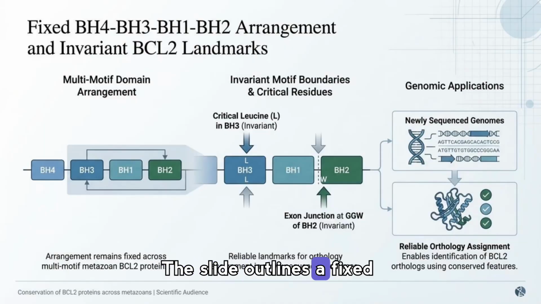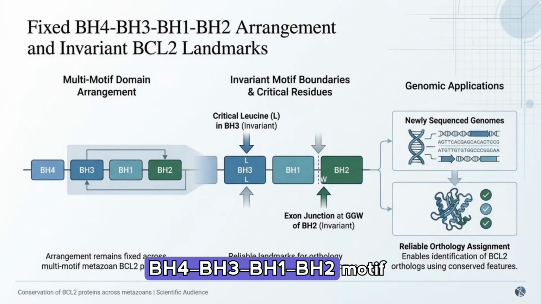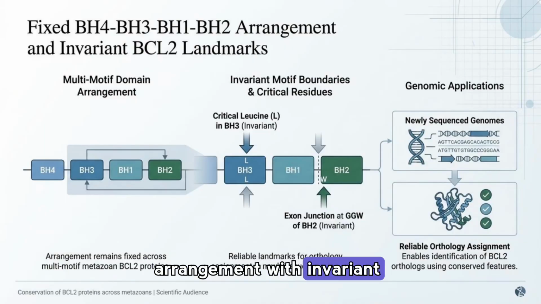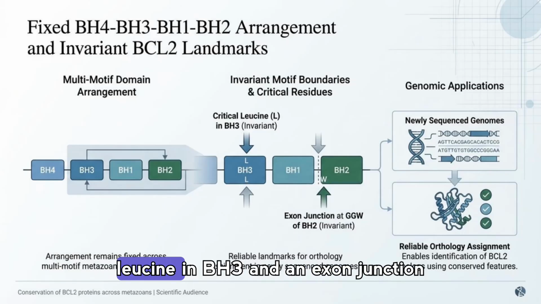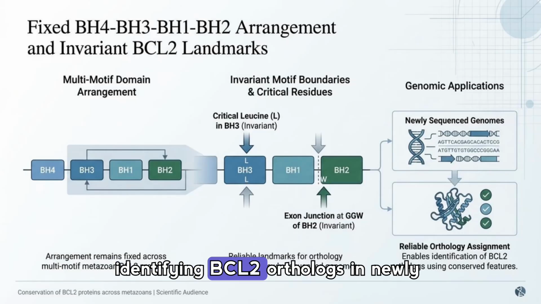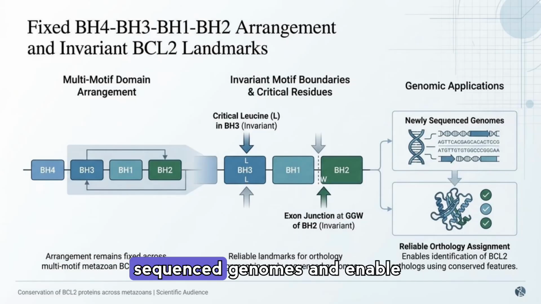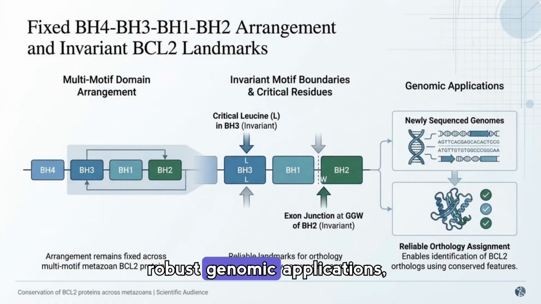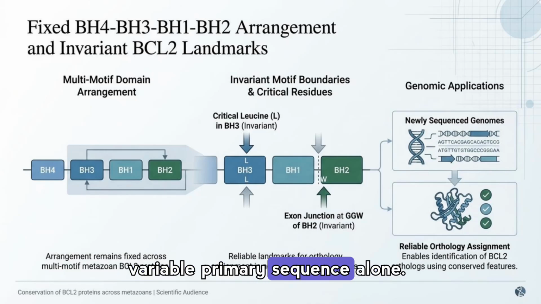The slide outlines a fixed BH4, BH3, BH1, BH2 motif arrangement with invariant landmarks such as a conserved leucine in BH3 and an exon junction at GGW of BH2. These features provide reliable anchors for identifying BCL2 orthologs in newly sequenced genomes and enable robust genomic applications, improving orthology assignment by leveraging conserved structural motifs rather than relying on variable primary sequence alone.